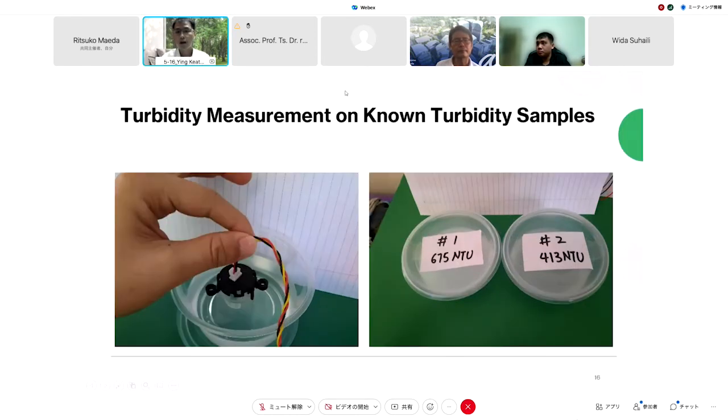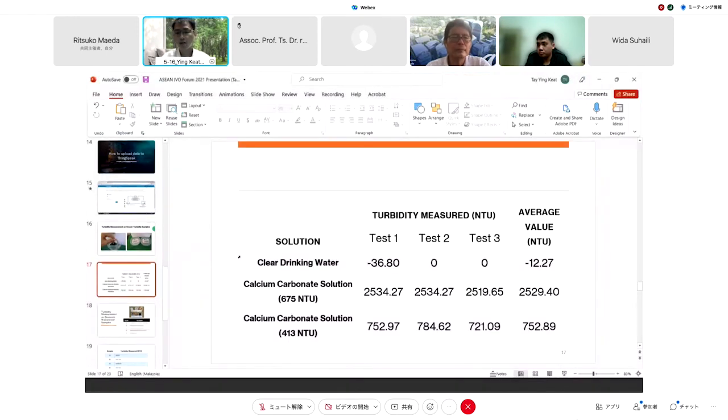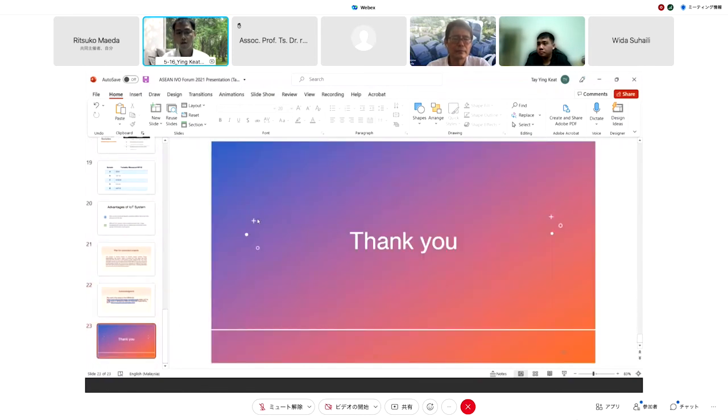All right. This is the turbidity measurement that I have done for the known turbidity samples, and this is the reading I get. For the clear drinking water, I have a negative value. For the 675 NTU sample, I got 2000 something, and 413 gave 700 something. I know there is still some accuracy to be improved, because this project is still under development, so we will have to calibrate the sensors to the standard established in the world. That's all for my project.